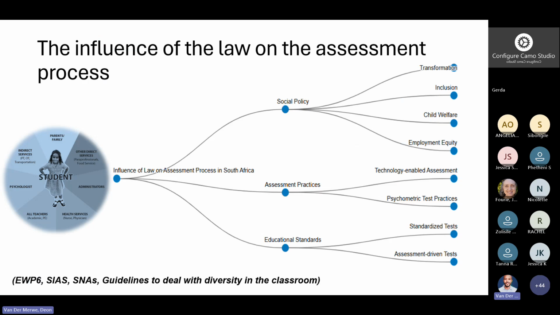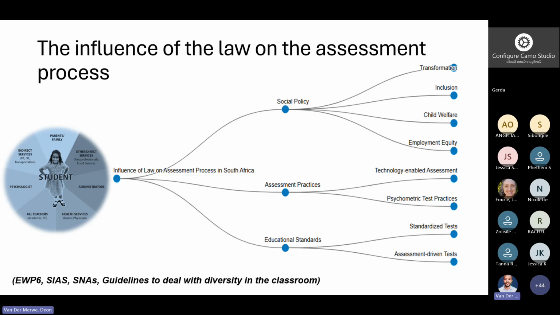And so lastly, well, not lastly, but as important, I just want to highlight that the law plays an important role in how we assess learners. Now, the law has really influenced social policies, assessment practices, and educational standards, just to ensure validity, reliability, and fairness.